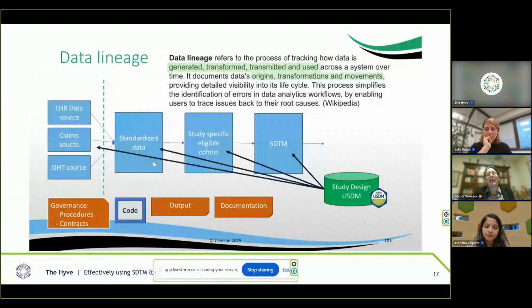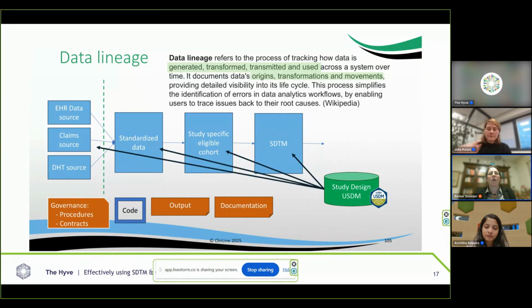You can validate your data, and then you can select your data in your study cohort, and you can transform the data to SDTM. And why are we not using SDTM at an earlier stage? I will explain that in the next slide. But before I do that, I want to go a bit more into the lineage.